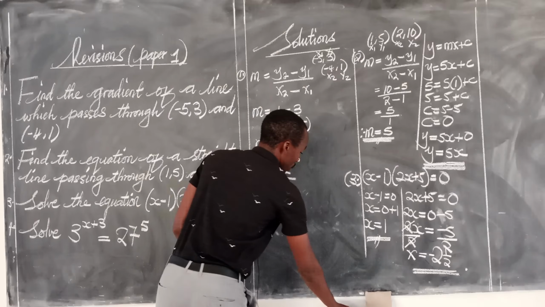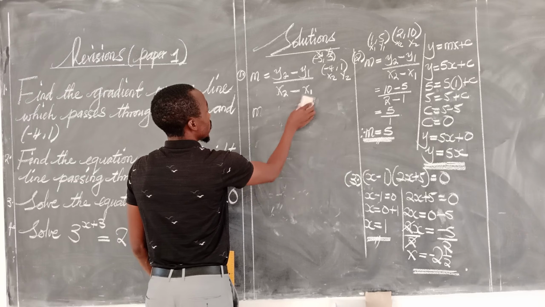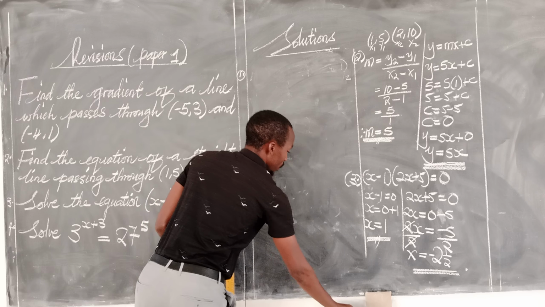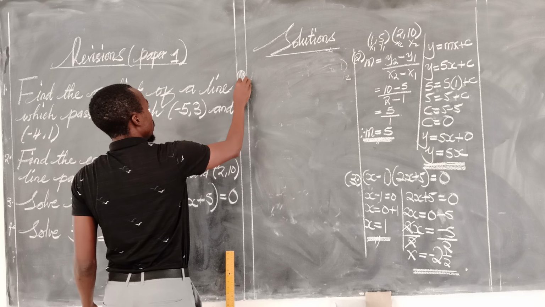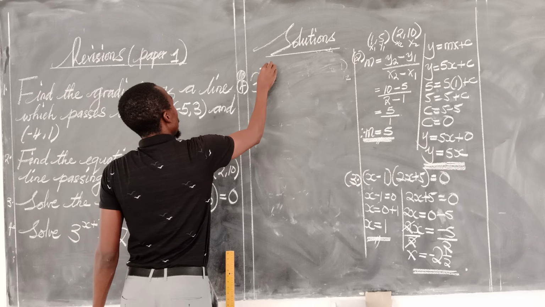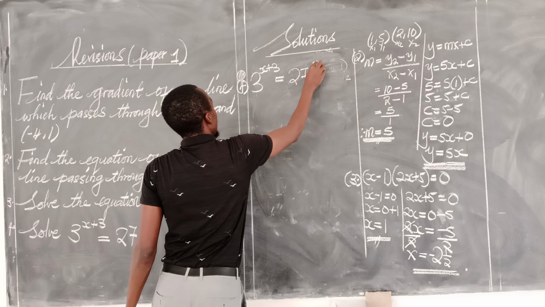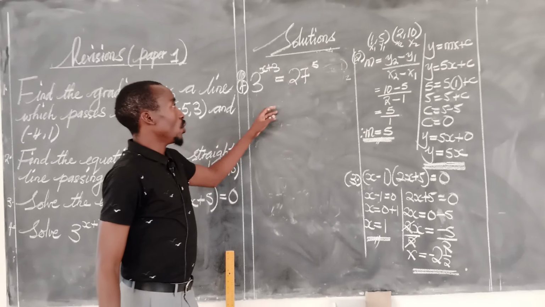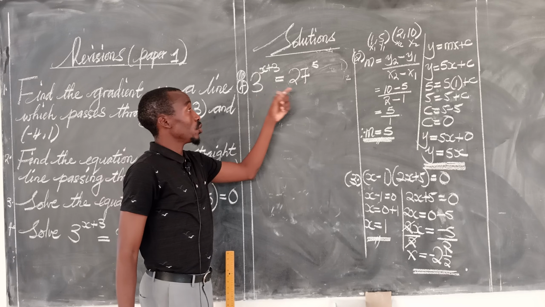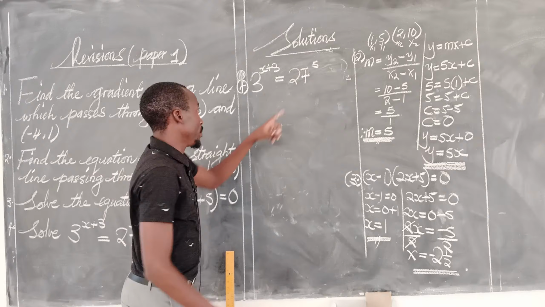Let us find the last question. Okay? So the last question, we just grab this one. Okay. So question number 4. Number 4, we are solving 3 to the power of x plus 3 is equal to 27 to the power of 5. Now, here all you need to do is make sure that you have the same base. So you need to change this 27 to have the base of 3 here. So what do we do?